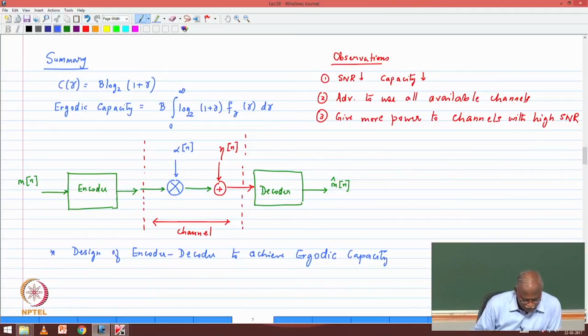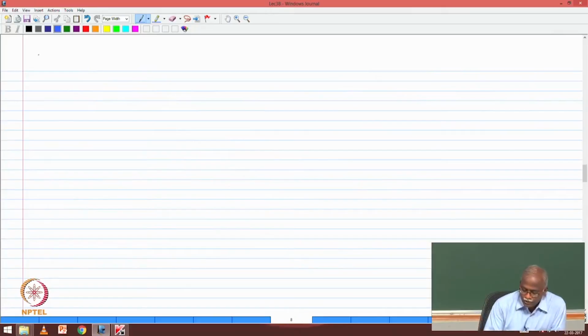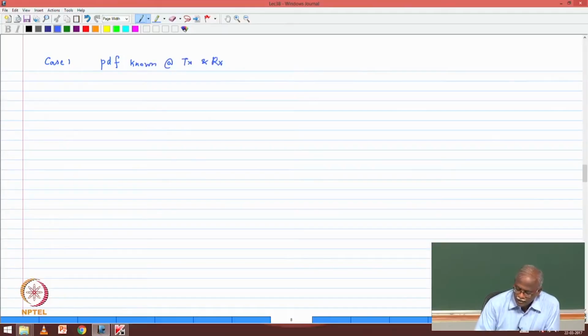Okay, so a few more statements about case 1, which is PDF only, that is, PDF known at both transmitter and receiver. This is a difficult problem, we are not going to spend too much time on that. However, to mention that it is known for 2 channel types. Okay, so we know the solution for 2 channel types, but in general a very difficult problem.